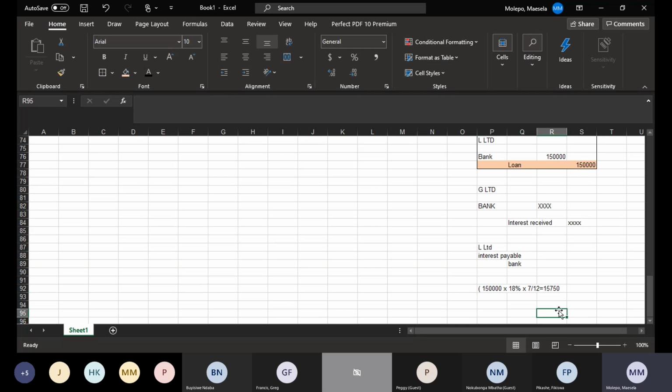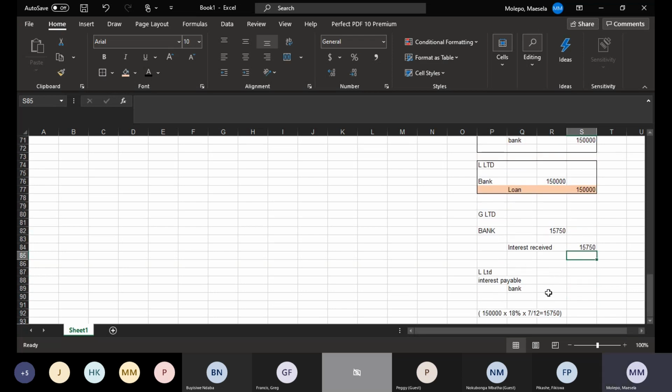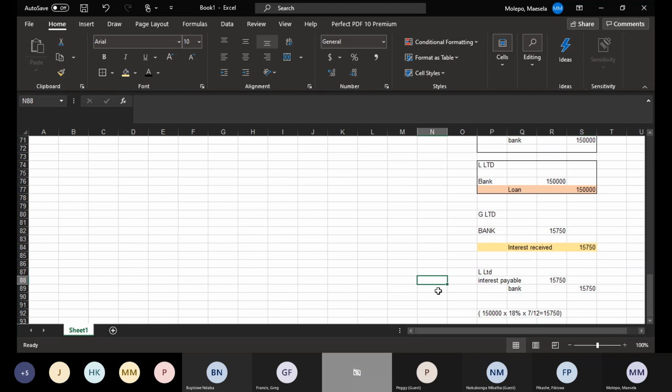$15,750. So the 15,750 is the one to be plugged where I put the x-axis before. So here should be the 15,750 and the 15,750 here. Now, the elimination will be based on the interest part. So we're gonna eliminate this. And this.